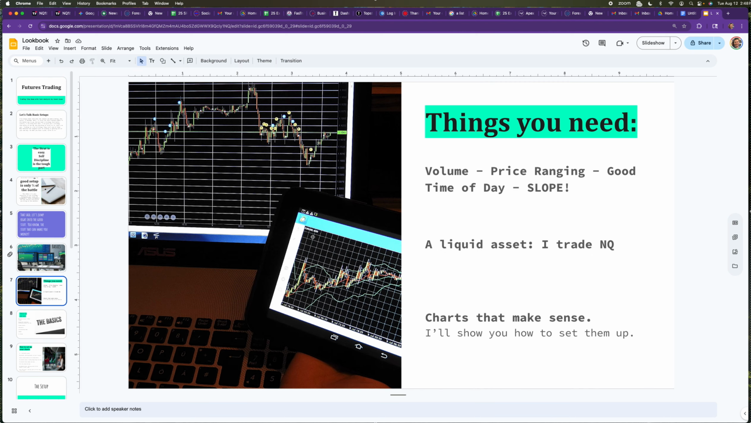So, what do you need? Okay, here's what you're going to have in order to make money in the markets. Number one, you're not going to make a single penny if you don't have volume and price that's moving around on the chart. You need a good time of day. You need slope. Okay, you need trend. You need movement in the market.